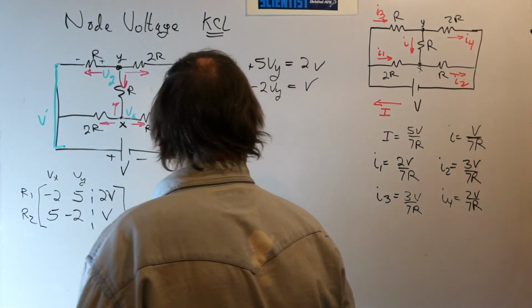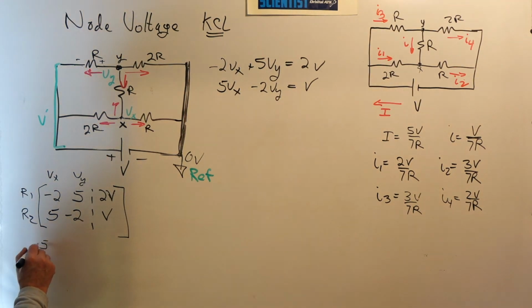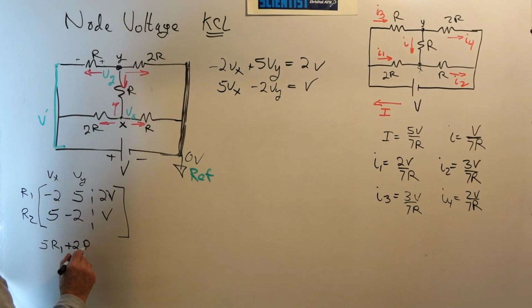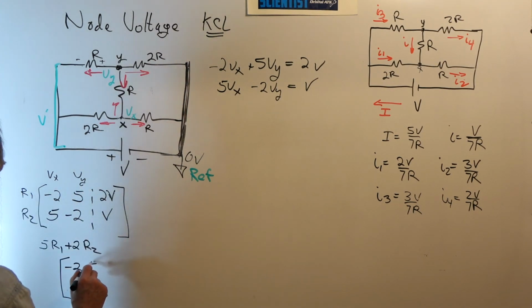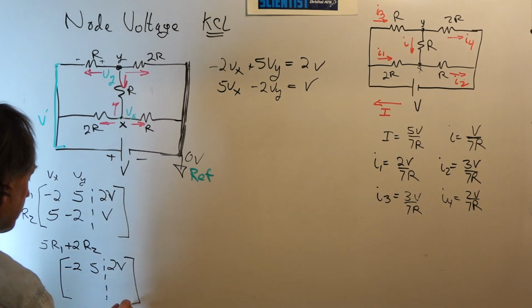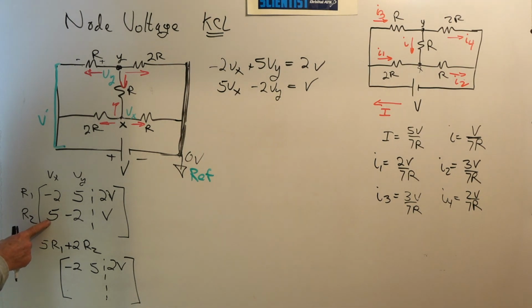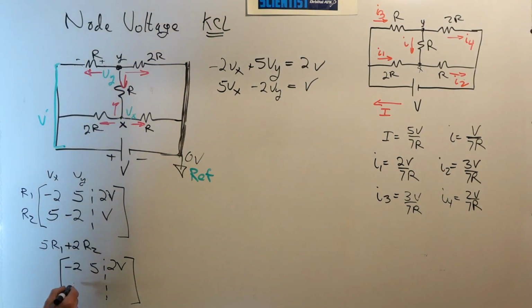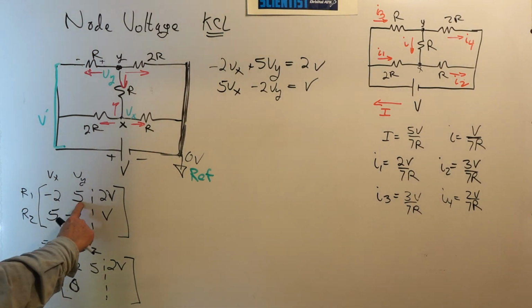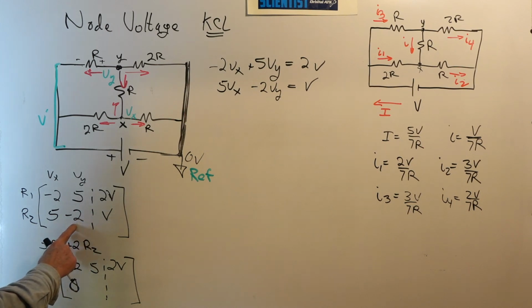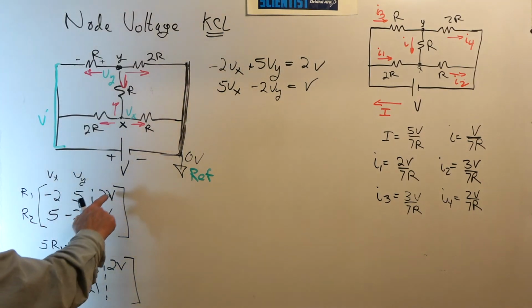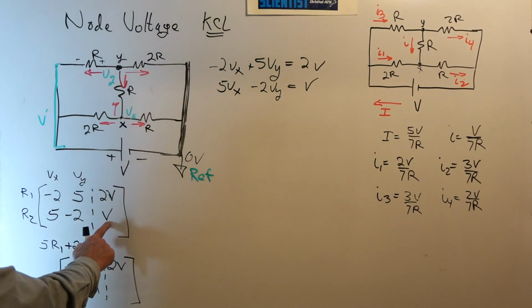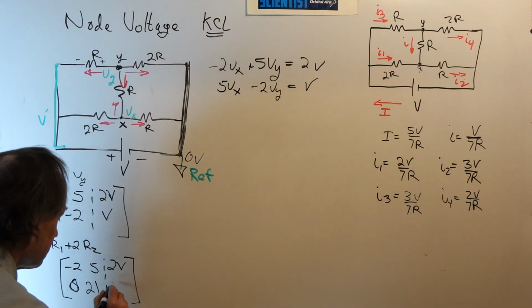So first off, I'm going to take 5 times row 1 and add it to twice row 2. So our matrix, we're not changing row 1, so we'll have minus 2, 5, 2V. Now, I take 5 times row 1 and add it to twice row 2. So minus 2 times 5 is minus 10, plus 2 times 5, positive 10, that's 0. 5 times 5 is 25, plus twice minus 2, so we have 25 minus 4, or 21. And then we have 5 times 2V, which is 10V, plus 2 times V, or 2V. 10V plus 2V gives us 12V.